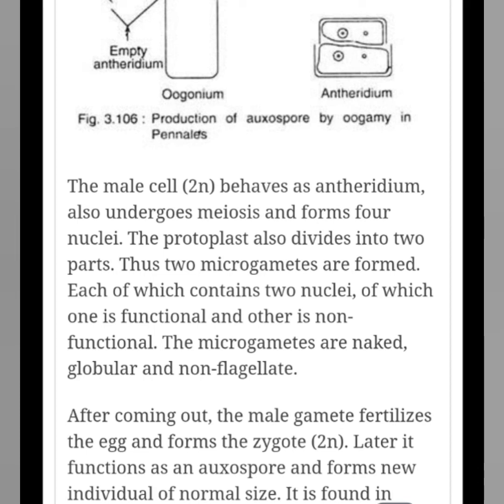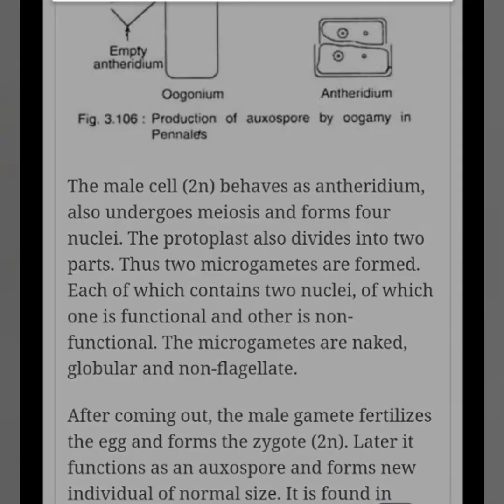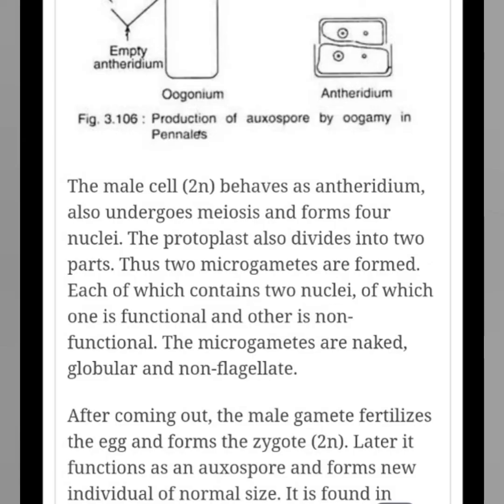and later this zygote will function as the auxospore and will form a new individual of normal size. So this type of reproduction is known as oogamy. Why? Because the production of the auxospore is by oogamy. Oogamy means the fusion of the male and the female gamete, where the female gamete is larger in size as compared to the male gametes, that is antheridium. And it is found in this species, that is Rhabdonema adriaticum.